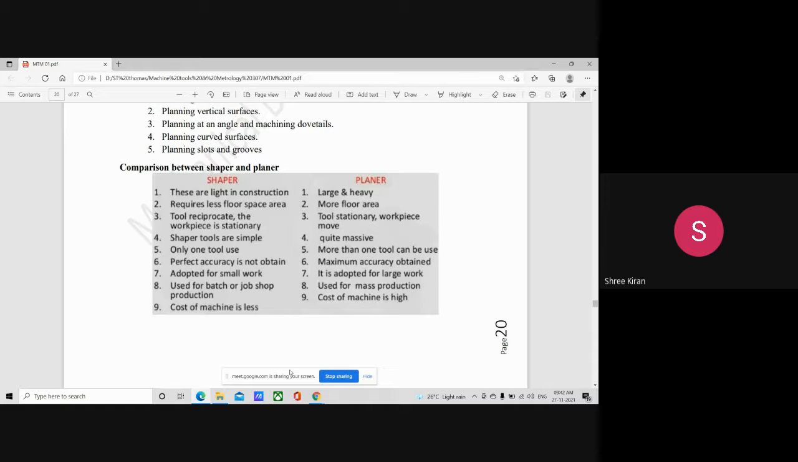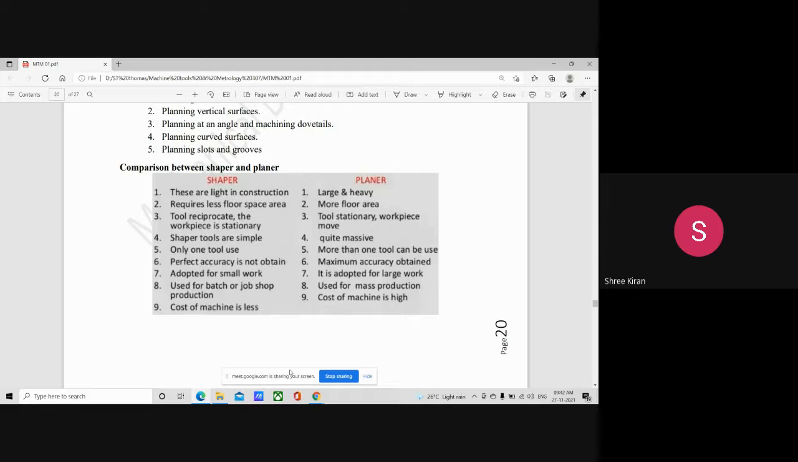Basically all this comes under machine tools, but today we are going to discuss a comparison between a shaper and a planer. In the case of shaper, these are light in construction. In the case of planer, it is heavy, that means it's large and heavy. When it is light in construction, it is always comparatively smaller, so it requires less floor space. But in the case of planer, it requires more floor area.